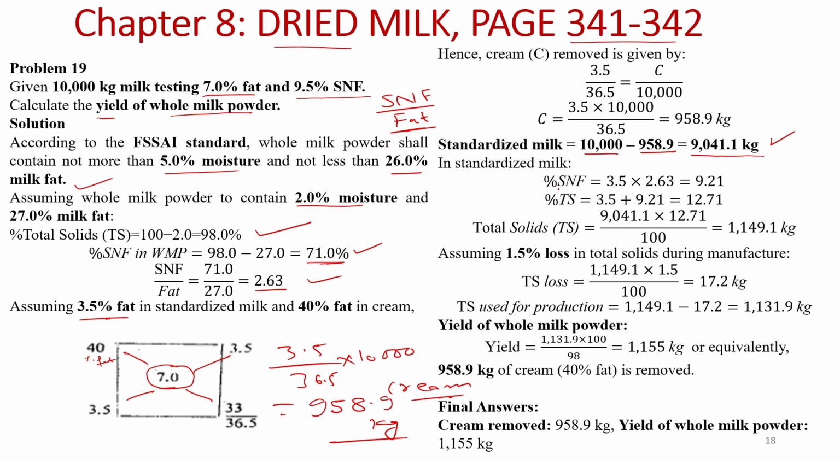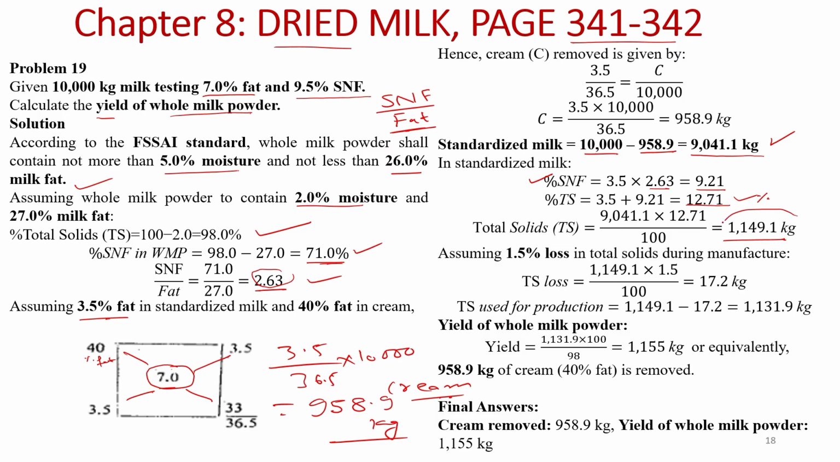Now, for the percentage of SNF in the milk, we have to maintain the ratio of 2.63. So if we multiply fat by 2.63, we get the SNF, which is 9.21. So percentage TS, that is fat plus SNF, comes to 12.71 in standardized milk. Now how much TS is there? 9041.1 into 12.71 divided by 100 equals 1149.1.